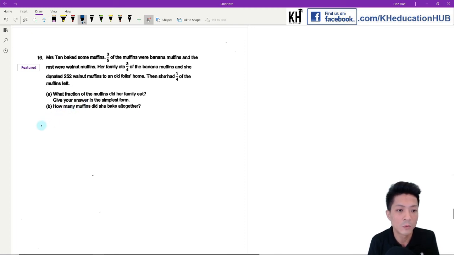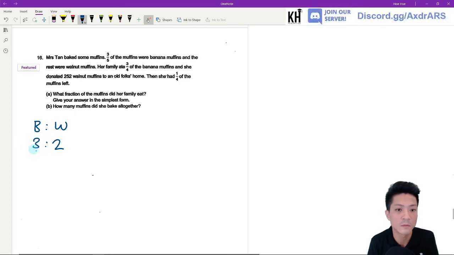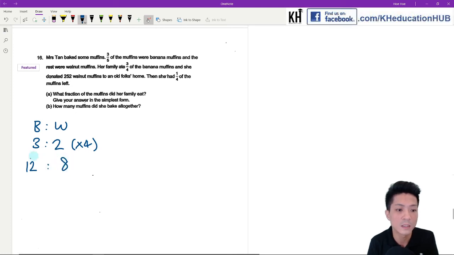Okay, let's try to digest the question first. 3/5 of the muffins were bananas, and the rest were walnuts. So banana is to walnut is 3:2, right? Her family ate 3/4 of the banana muffins, so it's a bit difficult to find 3/4 of 3 units. So I'm going to multiply by 4, giving me 12:8. Now I can find 3/4 of 12 units.